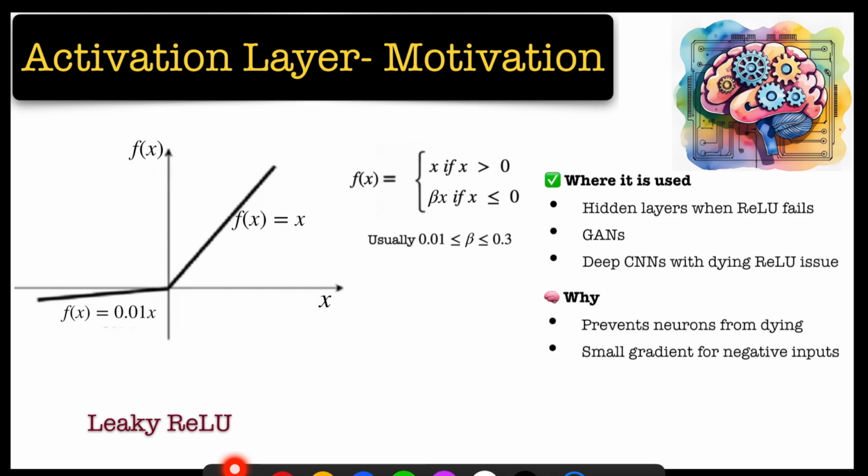Why is it used? It prevents neurons from dying. So there is this dying ReLU problem, right? It solves that. And it gives a small gradient for negative outputs. If we want a small gradient for negative output in this type of problem, we can use Leaky ReLU. So our approach should be to use ReLU for hidden layers, but if ReLU fails, we can go for Leaky ReLU. Limitations: it is slightly slower than ReLU, and this beta is a hyperparameter.